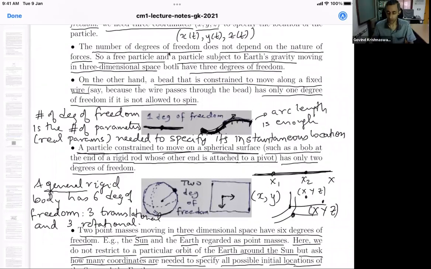Okay, let me try to clarify that. The Sun-Earth system really has 6 degrees of freedom. The fact that the motion is planar, because you've observed things or have decided to solve equations, all comes later. Now, let me take up this issue in more detail.